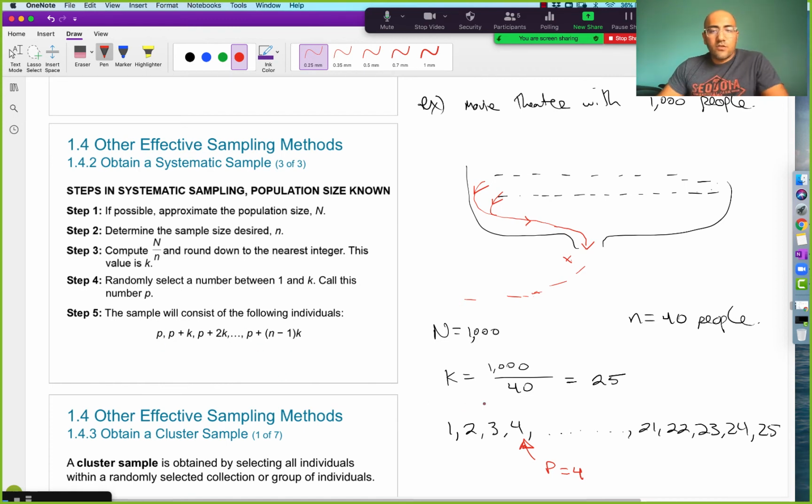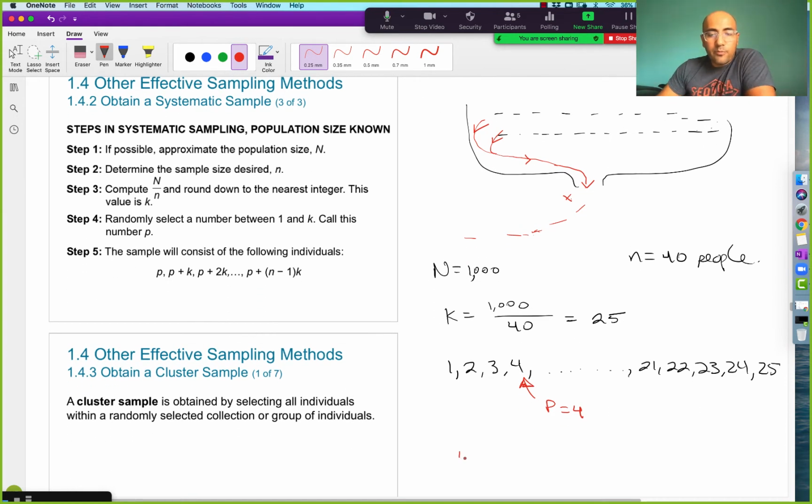Now we have all the makings of what we need. We're going to stop the fourth person and make them a member of my sample. Hey, let me stop you for a second. I'm going to ask you a bunch of questions, and if you answer them, you get a free ticket to come back to the movies. Then I'm going to count by k, which is 25, and that's the next person I stop. So 4 plus 25 leads me to 29.